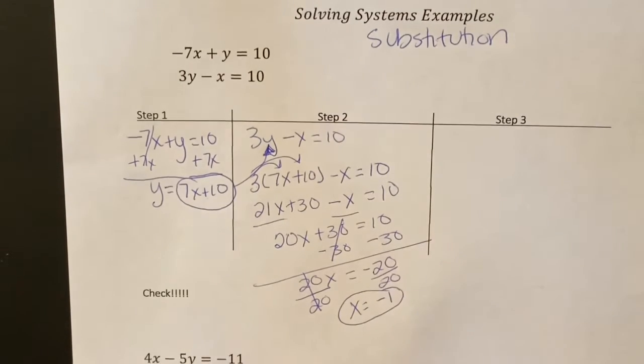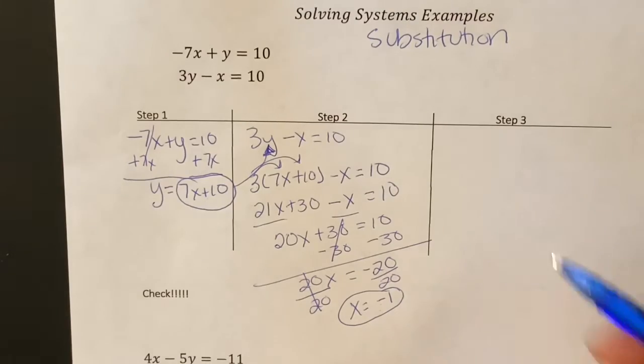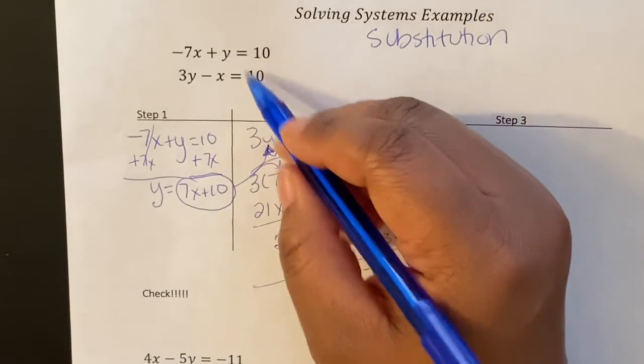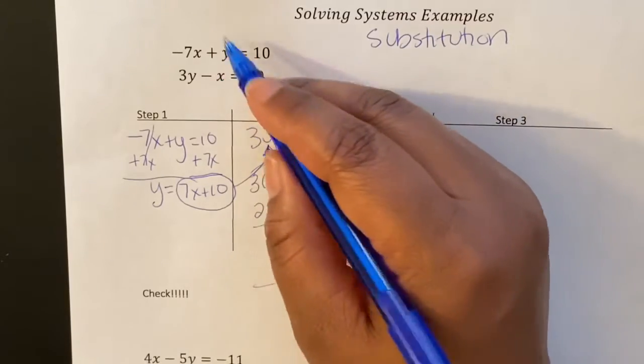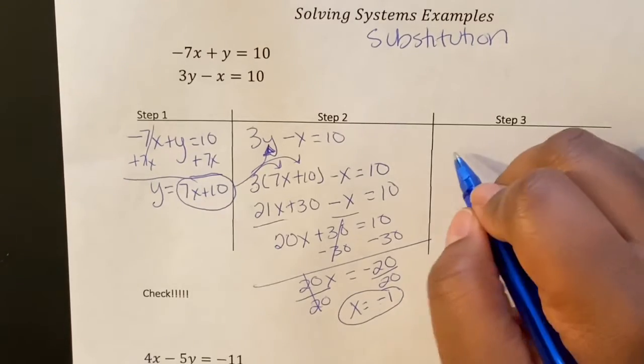So now I have to take that. So that was the whole goal of step 2. Step 2 says solve for the first variable by substituting. That's why they call it the substitution method. Now I'm going to take this negative 1 and plug it into either of the equations. Doesn't matter which one. Let's say I choose the first one.